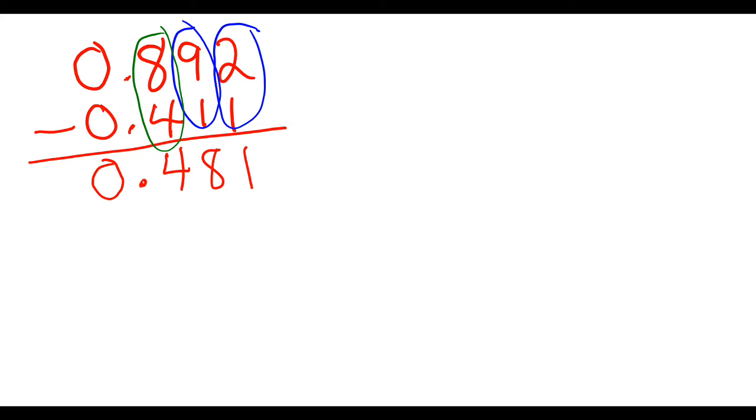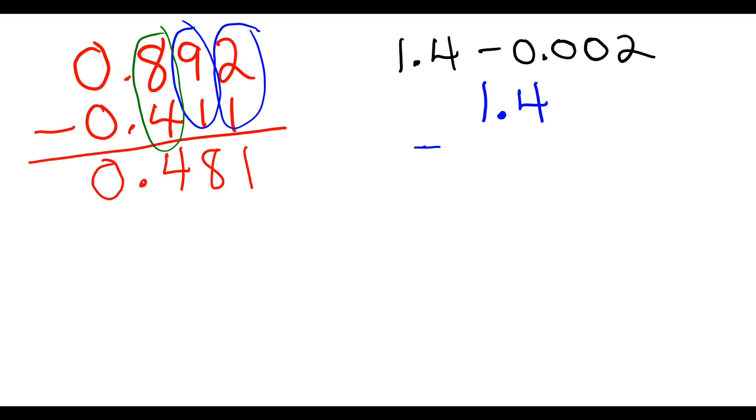We simply take away the way we have always done, making sure the decimals are all lined up neatly. So what would happen if we had a slightly more difficult question? So let's say it's 1.4 minus 0.002. So the numbers are pretty easy, but it makes it a little more difficult because we have some wonky decimals. So here, let's start with 1.4, and we want to take away 0.002.